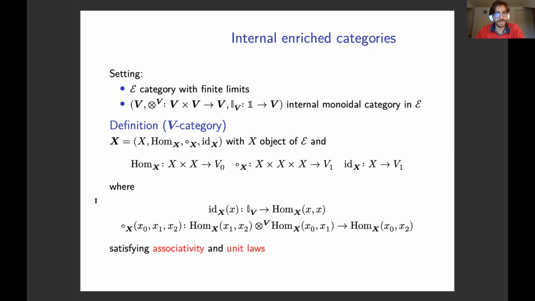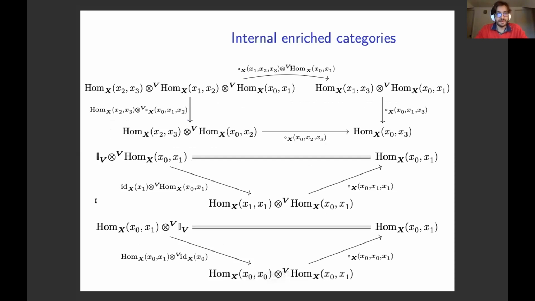And here we have the axioms, which are precisely the same diagrams we have in standard enriched category theory, but have to be interpreted in the internal language. So all of these diagrams live inside the ambient category E. But we can make perfect sense of commutative diagrams in the internal setting. So this is not an issue.